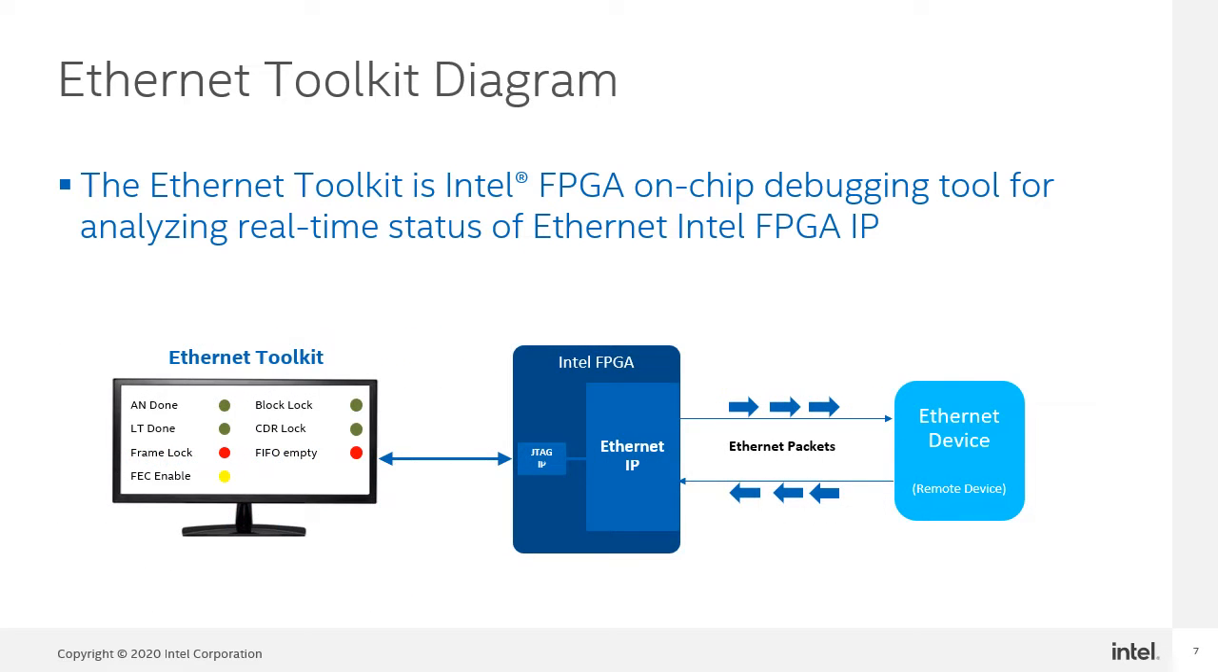This diagram shows how the Ethernet Toolkit works and gets connected. As you can see on the left, the Ethernet Toolkit is running on a host PC and gets connected via the JTAG cable to the FPGA, the same JTAG connection you would use to program the FPGA during development and to run tools like the Signal Tap Logic Analyzer. Through the JTAG IP, the toolkit connects to the Ethernet IP and monitors it while it runs in the FPGA, exchanging packets with the system.